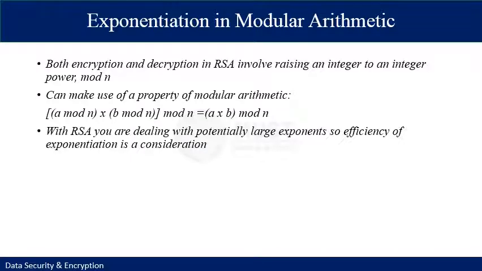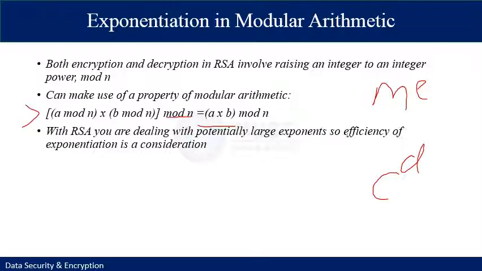So the RSA uses exponentiation in modular arithmetic, and both encryption and decryption in the RSA involve raising an integer to an integer power mod n. As you have seen, you have raised m to the power e and c to the power d. So it can make use of the property of modular arithmetic, which states that a mod n multiplied by b mod n, into mod n, is simplified as a multiplied by b into mod n.